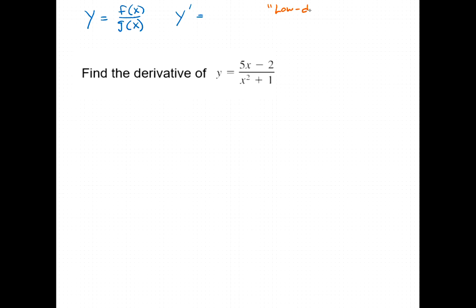Low d high minus high d low over low low.